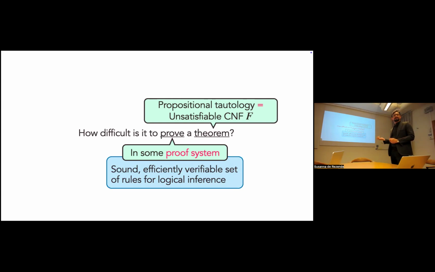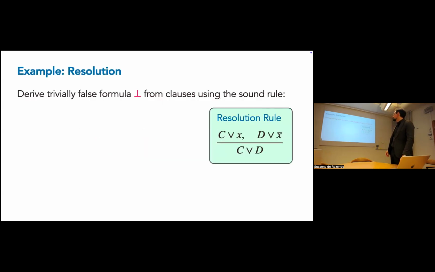Sound means you preserve satisfiability, you don't prove anything that's false, and efficiently verifiable means that there's an algorithm that can check that your proof is actually correct in the size of the proof. And difficult is just going to be in the size of the proof. Typically, this is the number of bits needed to write down the proof. So you've all seen resolution, the standard example of a proof system. The goal is to derive the trivially false formula, the empty clause, which is falsified by every assignment, from your initial CNF formula by the following rule.